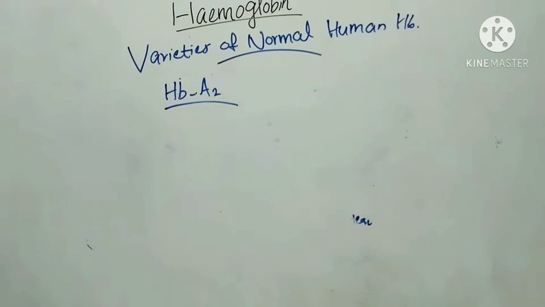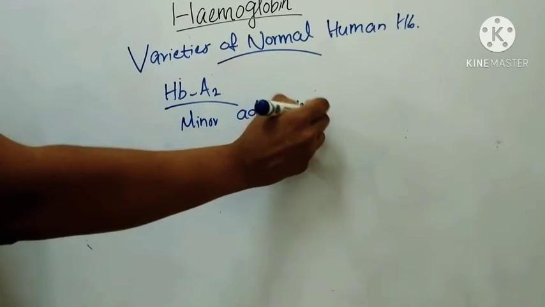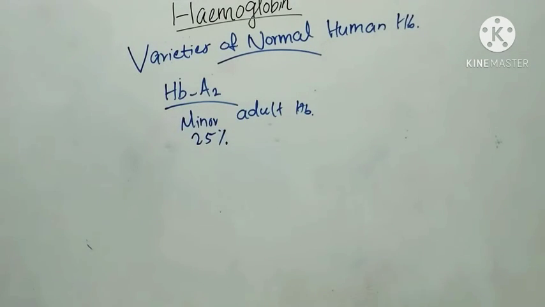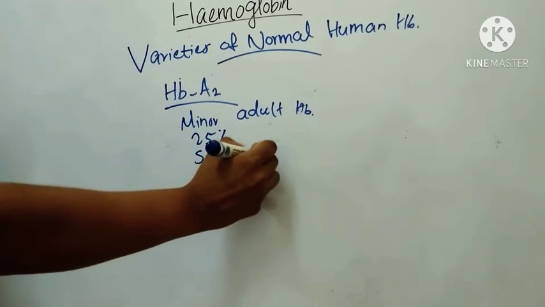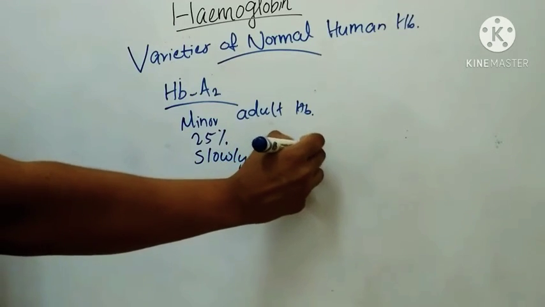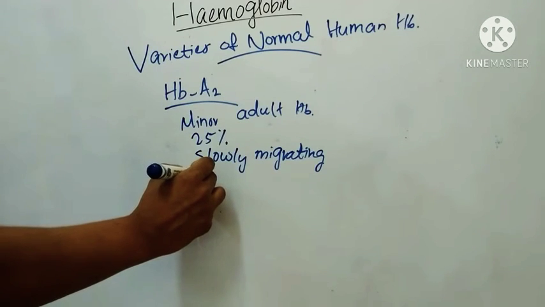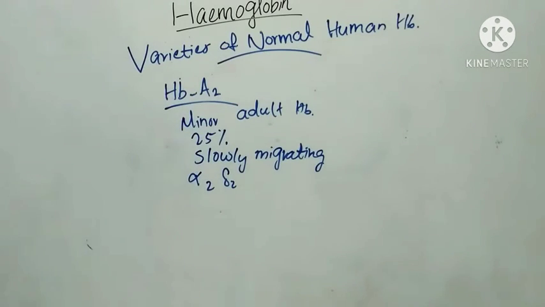It is a minor component of normal adult hemoglobin. The major component is HbA1 or HbA. This is the minor component of adult hemoglobin, usually about 2.5%. Electrophoretically, it is a slowly migrating fraction. It contains 2 alpha chains and 2 delta chains, so it is alpha 2 delta 2. That is HbA2. It is a minor adult hemoglobin.